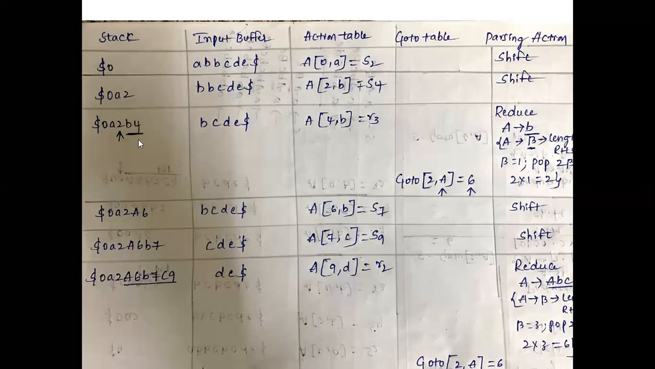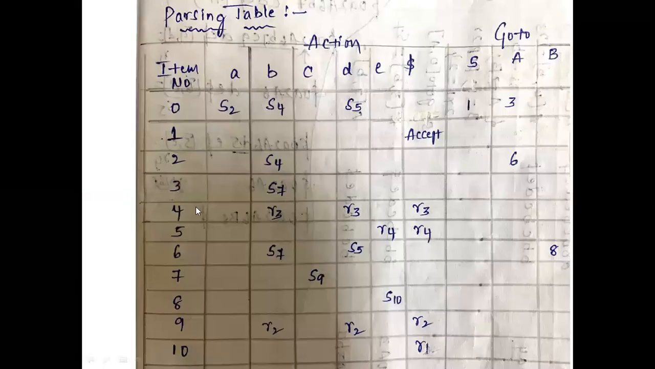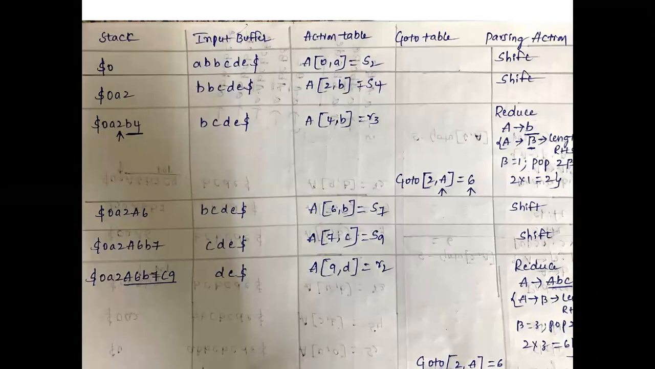Now what is on the top of the stack? 4. Action of 4 comma B, from the parsing table, 4 with B is R3, right? Reduce 3. And what is the third rule from the given grammar? Reduce 3 means it is rule number 3. A tends to B is the third rule.